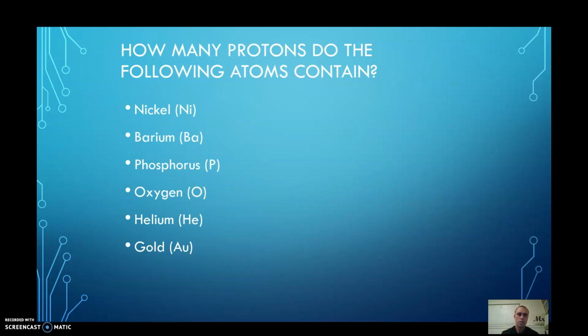Pause this. Answer these questions. How many protons do the following atoms contain? You're just going to look on your periodic table and identify the atomic number or the number of protons for each of these elements. Okay, pause it, write this down, answer them. Here are your answers. Okay, these are all the whole numbers on your periodic table for each element. Okay, this is the atomic number or the number of protons.